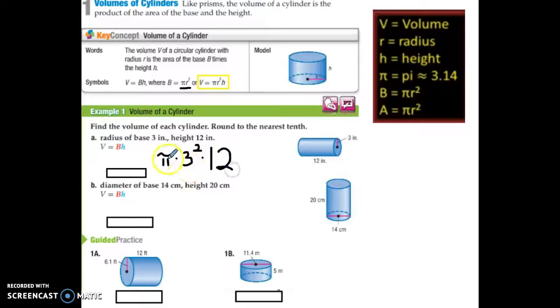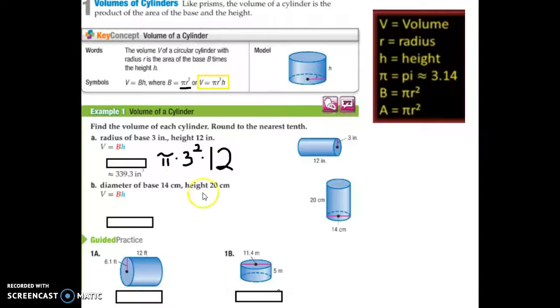They might have you do 3.14 instead of pi. Just got to read the directions. And then multiply all that in my calculator, and I get an answer of 339.3 cubic inches. Again, volume is cubed. We're finding out how many cubes fit inside this prism.